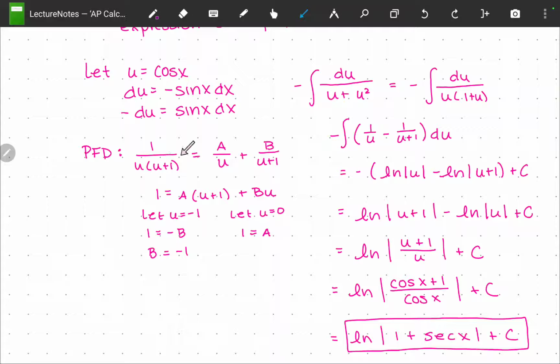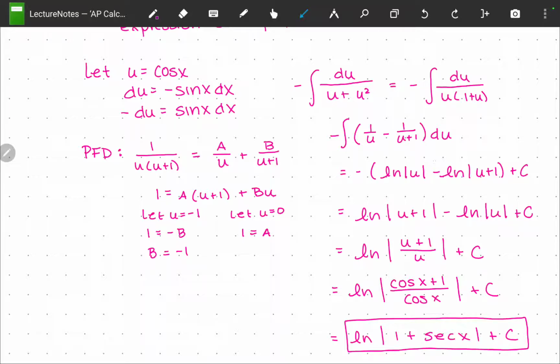So I did partial fraction decomposition, and I got this. So just follow the same steps we've been doing. Set it up, multiply by the LCD, let u equal what's going to make the factors equal 0, and you can find your values for A and B. Plug them in, and here is our new integrand.